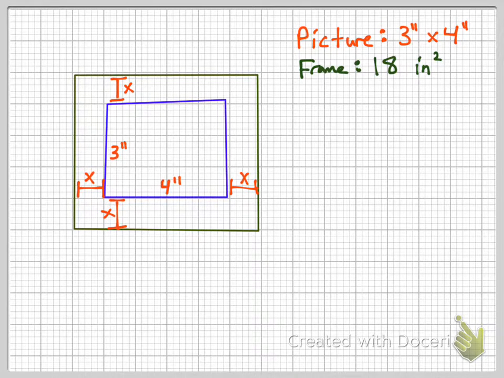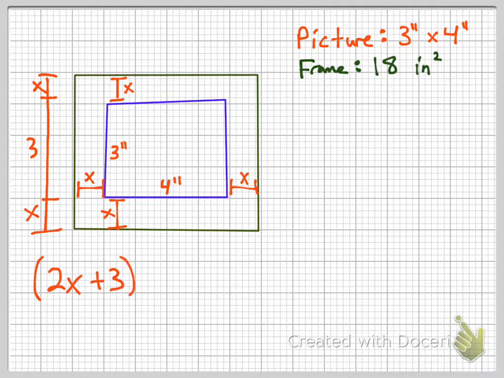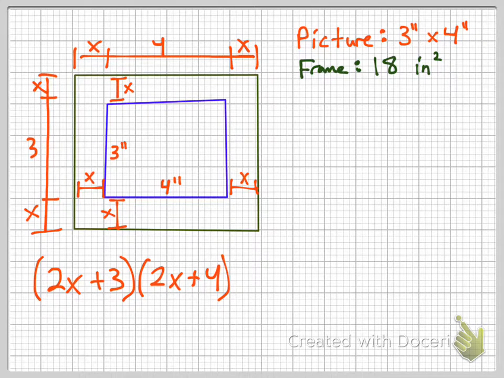So if we think about how big the whole picture is going to be, from top to bottom, we can see there's going to be an X segment. That thickness is X plus 3 inches plus X. So the height is going to be 2X plus 3 when you add all of that together. The width here is going to be X plus 4 plus X, and so that's going to make it 2X plus 4. Now that's the whole area of everything.